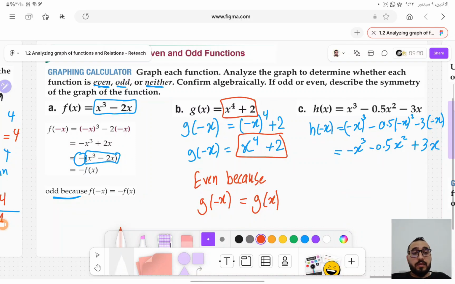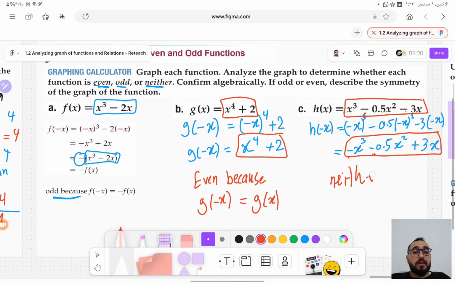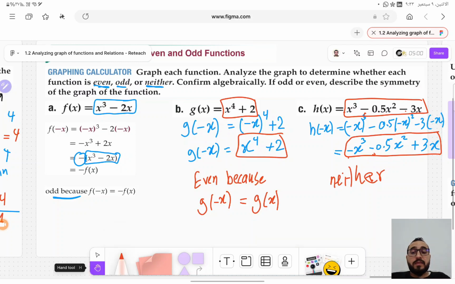Now look at the question here. After we applied the negative x, is it similar to the original? As you can see, this is negative, this is positive, this is negative, this is negative, this is positive. So it's not the same. All the signs have changed, and even if we apply a negative sign as a common factor, the signs will still not be the same. So this one is neither, it's not even and not an odd function, because when we apply the negative sign, the whole question just changed and we didn't get any benefit from the negative.